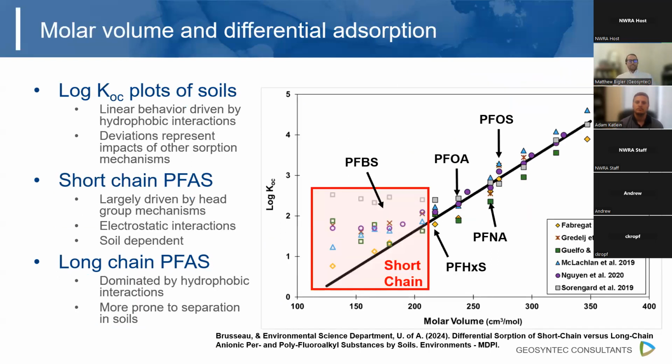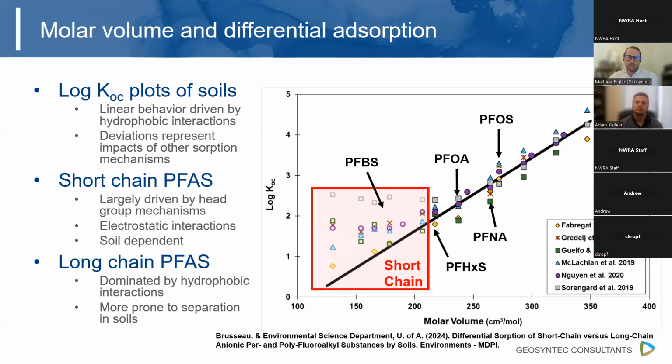So I want to stick on this plot for just a little while longer because I think it's really telling as to how PFAS move specifically through the vadose zone and through our soils, because we have this really interesting break where we have a log-linear relationship right here for our quote-unquote long chain PFAS. And then we have a significant deviation from that log-linear relationship for our short chain PFAS.